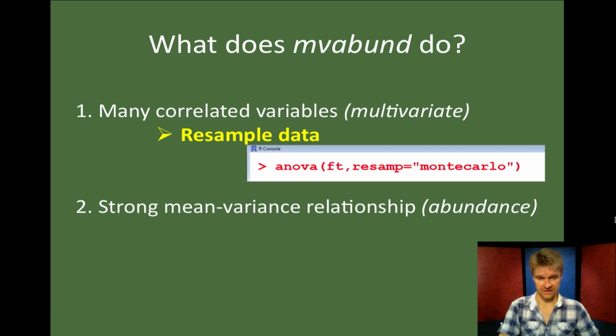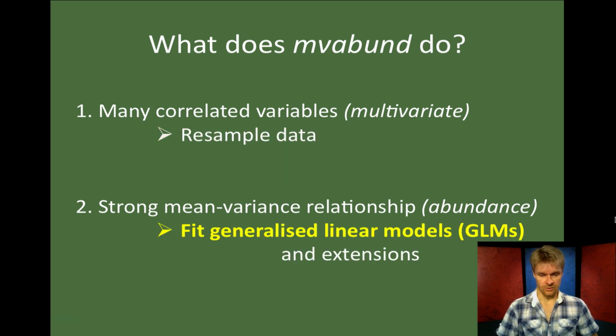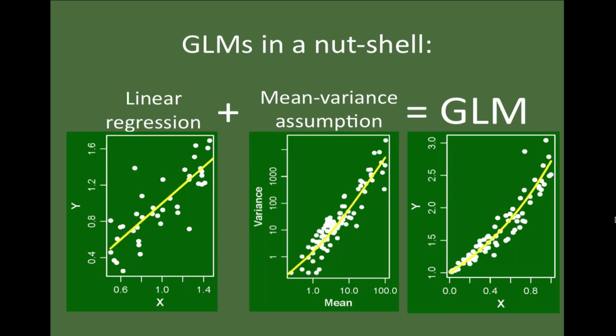How does it handle the mean-variance relationship? Well, we fit generalised linear models. You've probably heard of these before. It's basically the simplest method around for handling mean-variance relationships. So, GLMs in 5 seconds: take linear regression, something you've seen in first year, add a mean-variance assumption, and you've got a GLM. That's pretty much all there is to it.